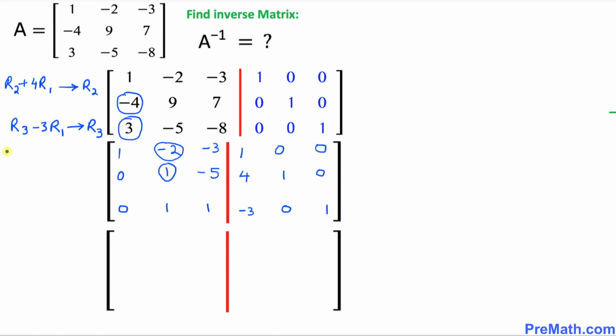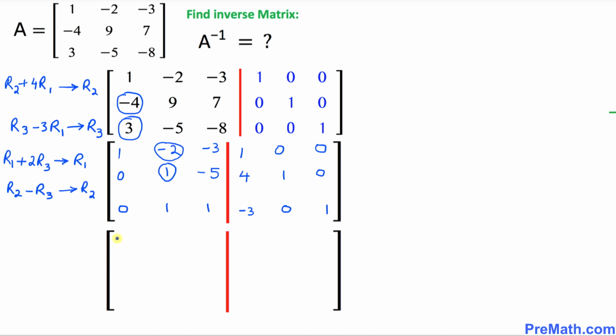In our next step, we are going to make this -2 and 1 a 0. To perform that, this is what we are going to do. I'm going to say row 1 plus 2 times row 3, and we are going to put the answer in row 1, and likewise row 2, R2 minus R3, and our answer is going to go into row 2. So let's perform that, and this is what we are going to get.